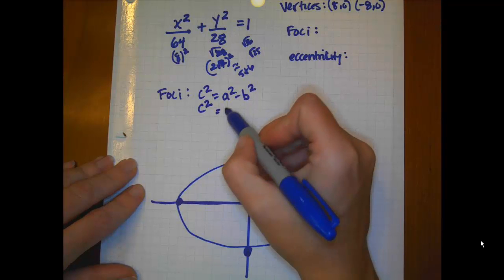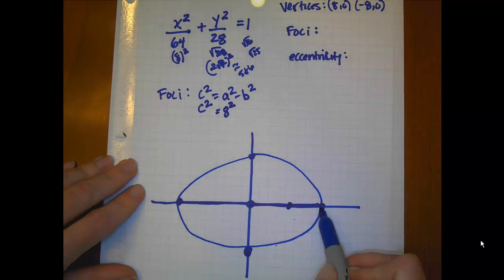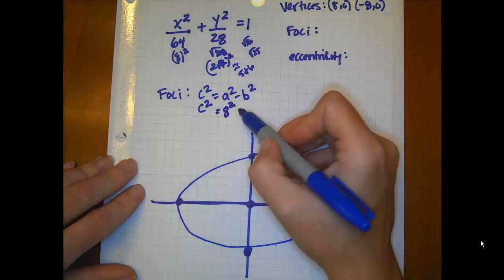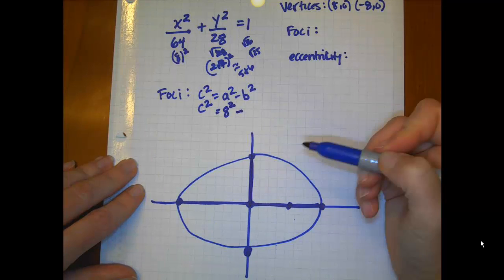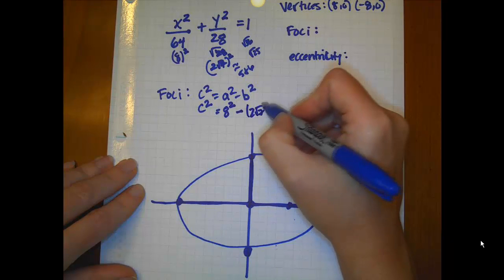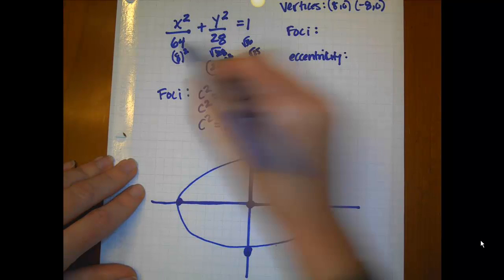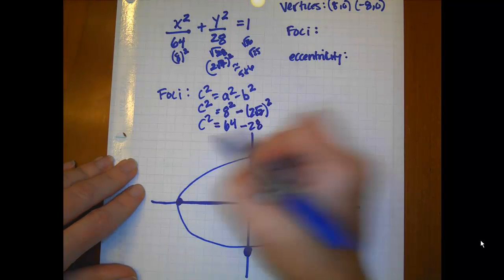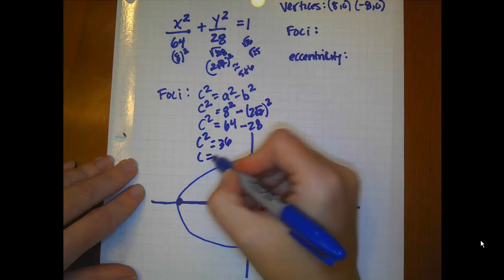My a in this case is going to be 8, okay, because that is the distance of the center to a vertex. And then I need to subtract off the distance squared of my minor axis, which is 2 root 7 squared. Well, if you notice, what you end up doing, c squared is going to be the difference of your denominators and then its square root. So c squared is equal to 36. So c is equal to 6.